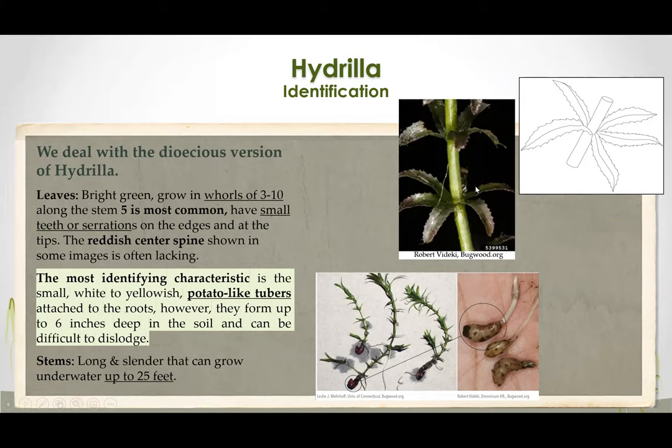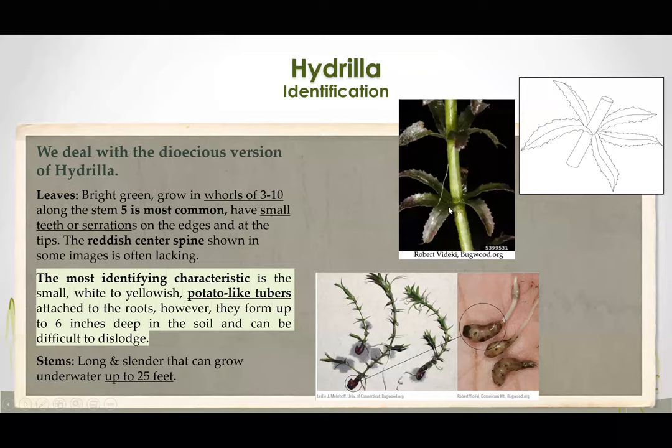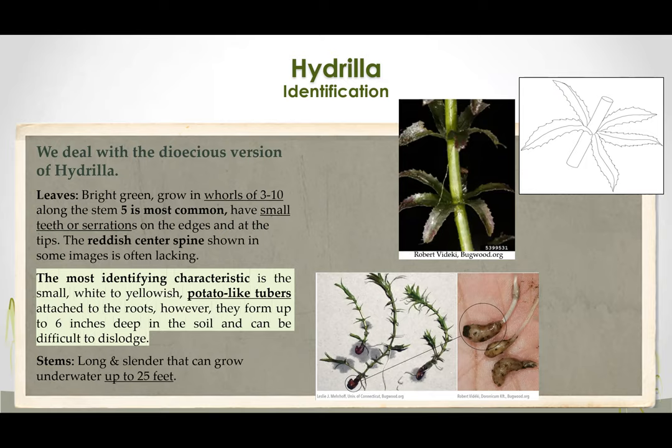We're also going to compare it to a native species and show the differences. So 5 is the most common on the whorl, and it has small teeth or serrations on the edges at the tips. It tends to have a reddish center spine, but it's hard to see in pictures. One of the most identifying characteristics is the small white to yellowish potato-like tubers. These tubers are unique to hydrilla. If you're not sure if it's hydrilla, say this has only 3 serrated leaves in its whorl, and then you pull it up and you see a tuber, that will help confirm.